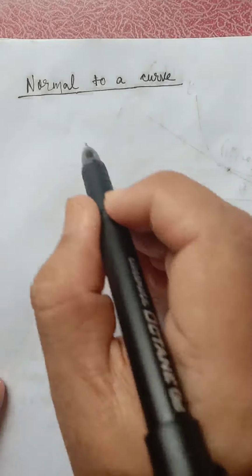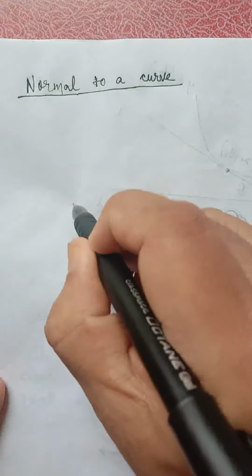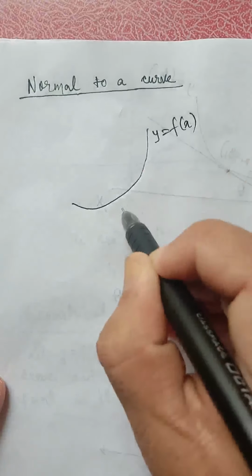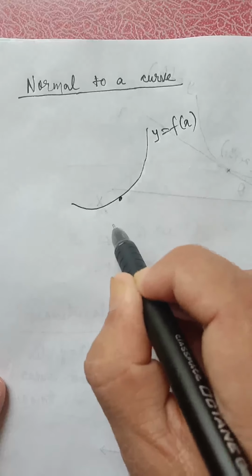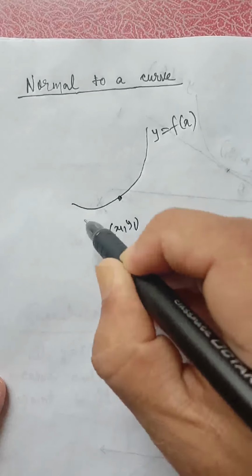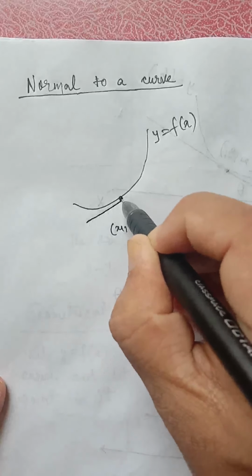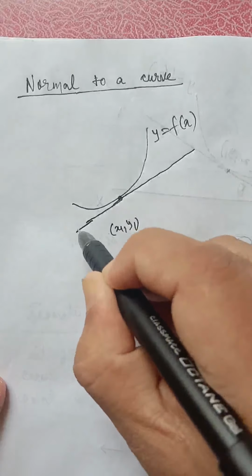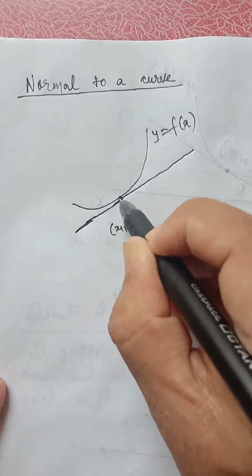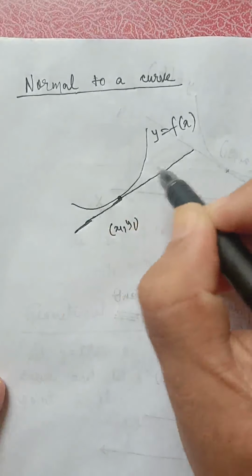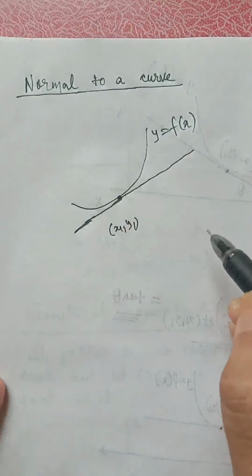Now I will explain the normal to a curve. Suppose y = f(x) is any given curve and (x1, y1) is any point on the curve. This point is (x1, y1). At the point (x1, y1), suppose a tangent is drawn to the curve. This line is the tangent to the curve, and it meets the curve at the point (x1, y1).